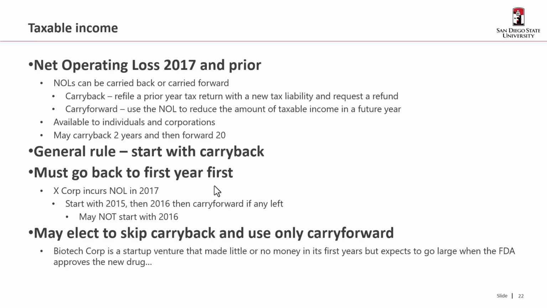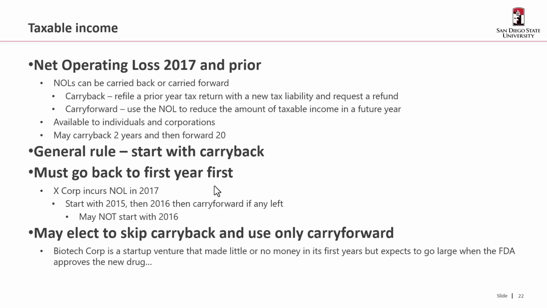It was available to both individuals and corporations. And you could carry it back 2 years and then forward up to 20 years. As a general rule, you had to start with a carryback. You had to go back to the first year first. So if X Corp created an NOL in 2017, they would need to go back to 2015 first, then on to 2016, then carry forward if any left. They couldn't just start with 2016 because they wanted to, but they could make an election to skip the carryback altogether and only use the carry forward.